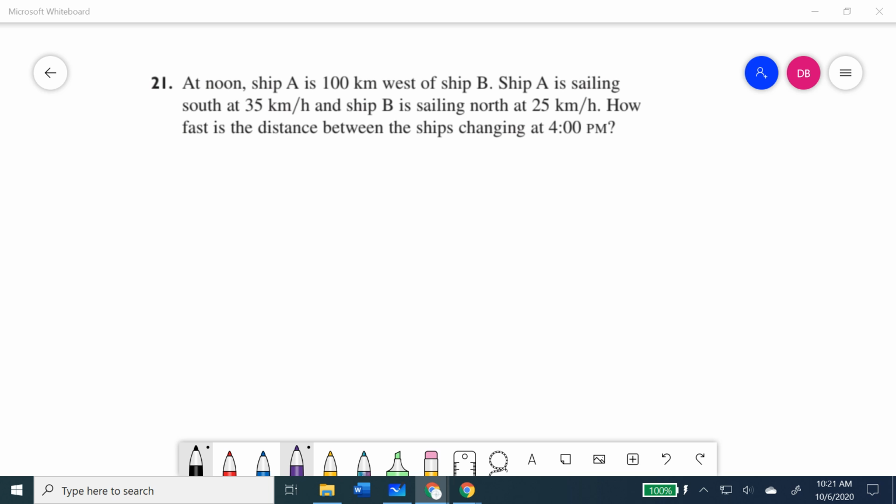All right. So let's take a good read at this problem. We have at noon, ship A is 100 kilometers west of ship B. So ship A is located here, and it is directly west of ship B and is specifically 100 kilometers apart.